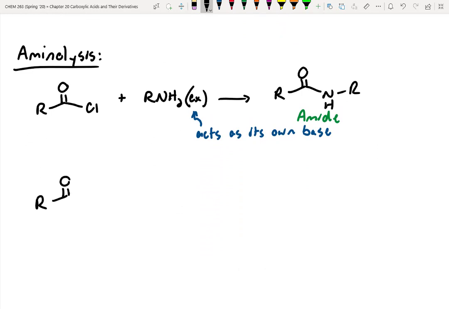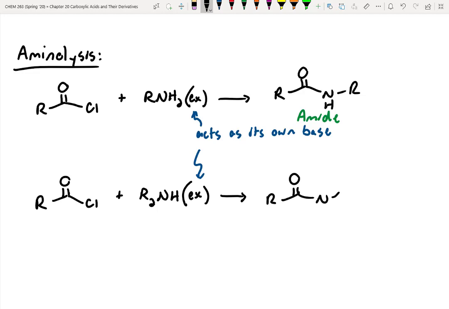So let's take a look at what happens if we use a secondary amine. So that's where we have R2NH, meaning the nitrogen's bonded to two carbons. Same thing's true here. It will act as its own base. And we can go ahead and make an amide that is more substituted. So you can use this to make a wide variety of different amides. The cool feature is the amine always acts as its own base.